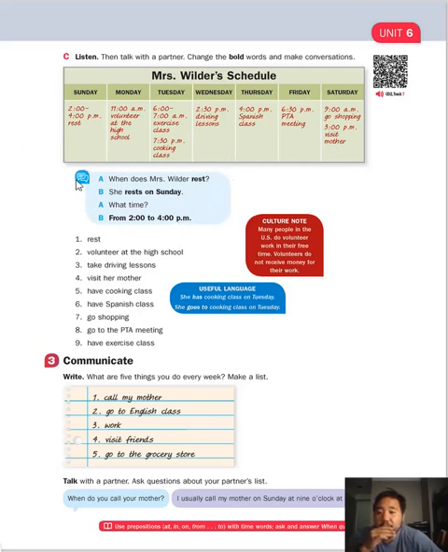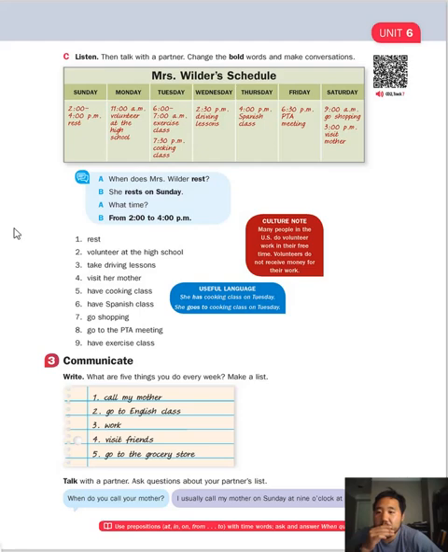Here, let's read this conversation right here. When does Mrs. Wilder rest? She rests on Sunday. What time? From 2 to 4 p.m. So this exercise wants us to change the bold words and make conversations. So we need to change the activities that are in Mrs. Wilder's schedule to make the same conversation. But to save time, we will do number 3.